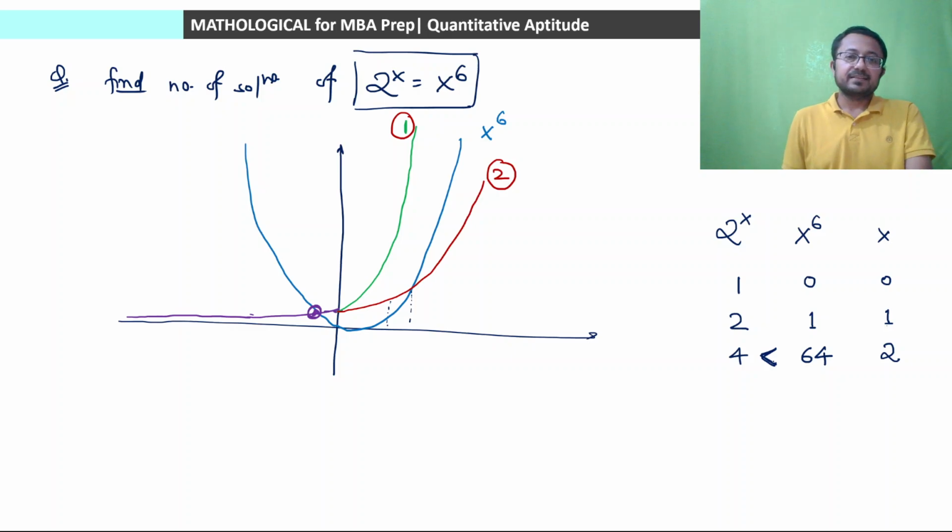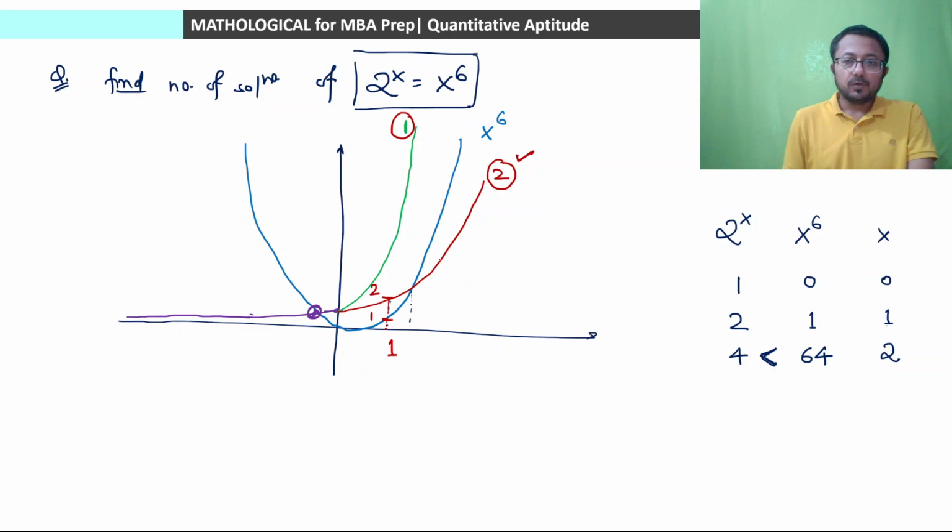4 is less than 64. So we can clearly say that the second case will be there, because let us say for x equal to 1, the value of x to the power 6 is equal to 1. But 2 to the power 1 is equal to 2.